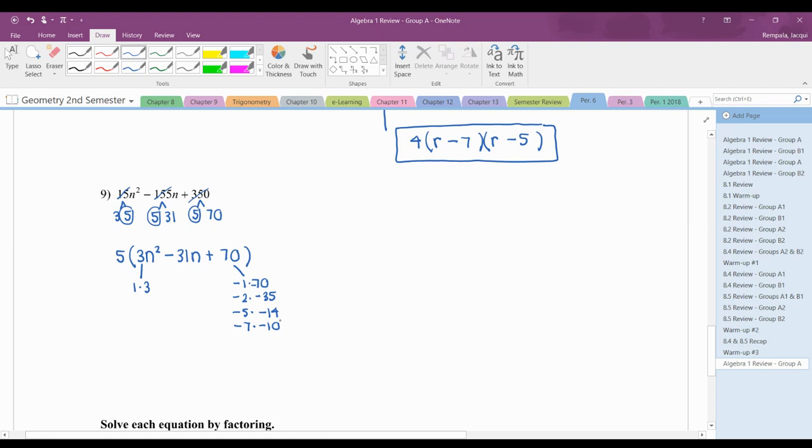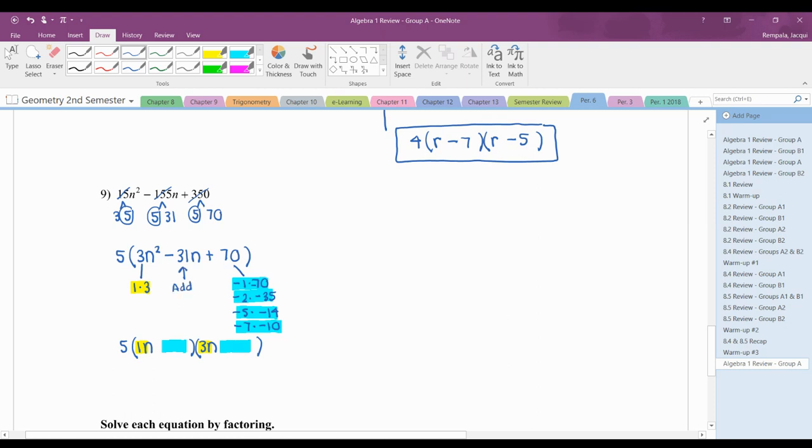Okay, so what I need to do is, like I said, I'm going to do this guess and check process. I'm going to leave that GCF of 5 on the outside. I'm going to create my 2 parentheses where the only way to multiply to get me that 3n squared is 1 and 3. So that's going to start me off. So I'm going to have a 1n and a 3n to start us off. And then now I'm looking at all of the options for the 70. These options here are going to be what fills in the rest of my parentheses. So now this is where the guessing comes into play. I need to guess what those numbers are because at the very end, I want it to add to -31.